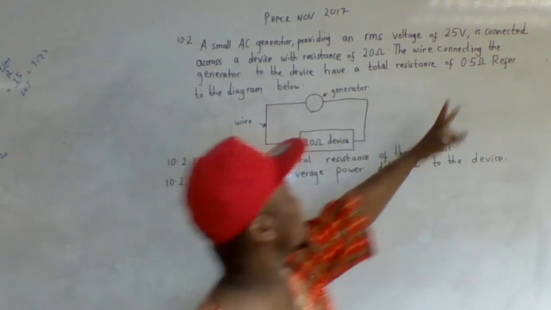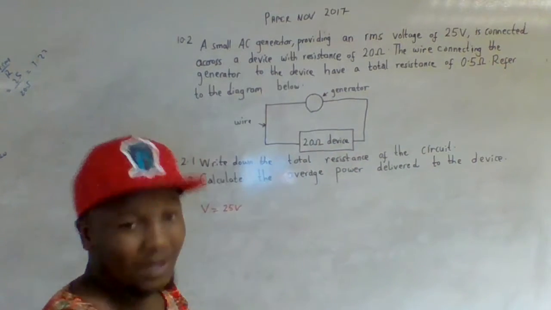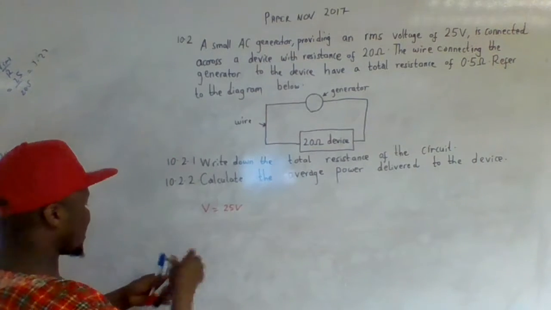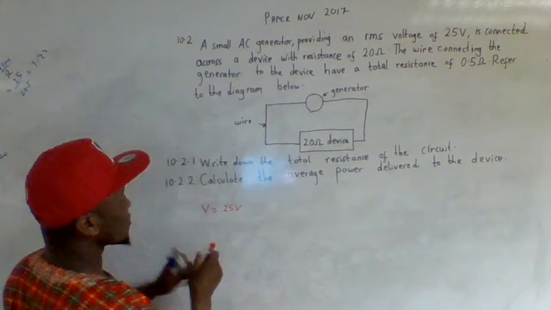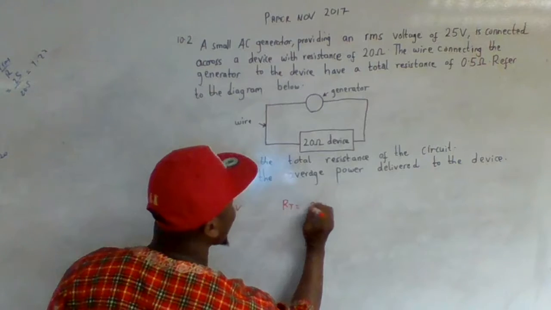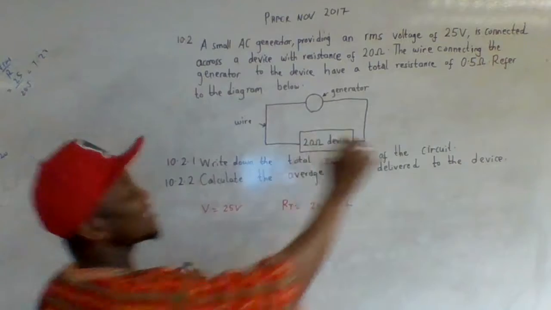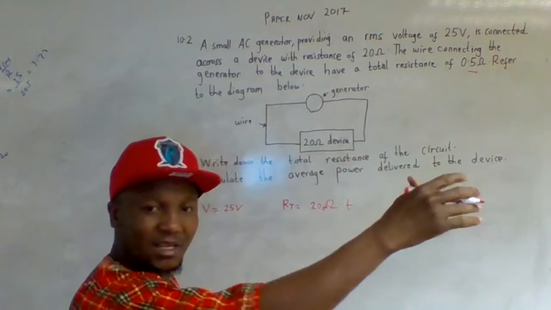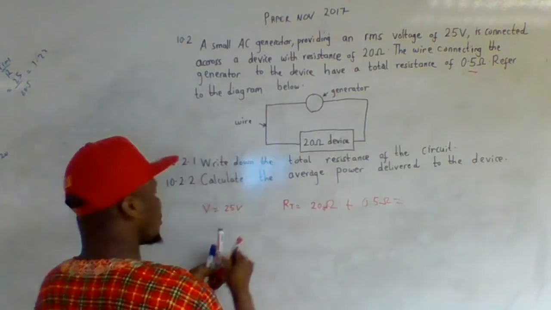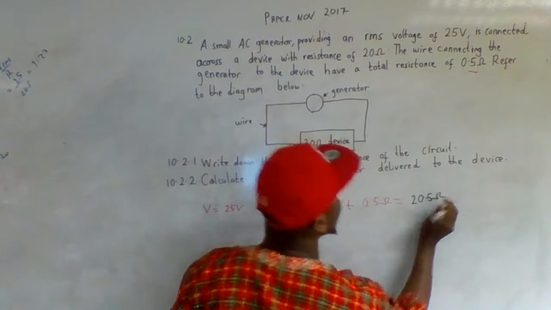So now the total resistance is going to be the resistance of the generator and the resistance of this device. Write down the total resistance of the circuit. It's easy. Resistance total: I take the resistance of the device, which is 20 ohm, and then plus the resistance of the generator, 0.5 ohm. So together it's going to be 20.5 ohm. So this is going to be the total resistance.